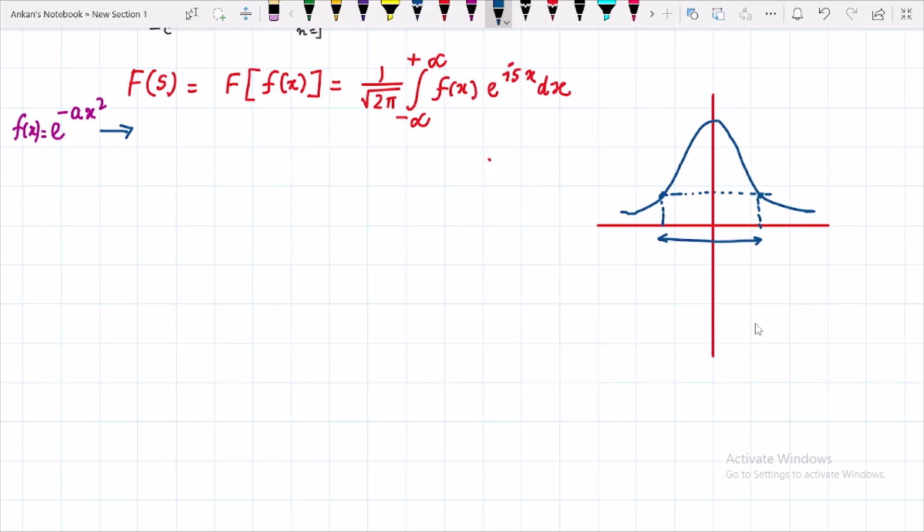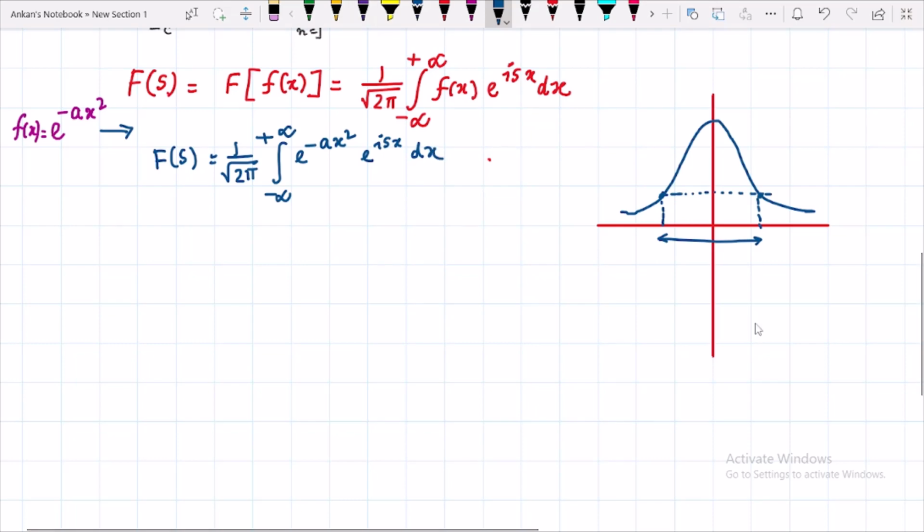So put it in our definition. f of s will be nothing but 1 by root 2 pi, integration from minus infinity to plus infinity, e to the power minus ax square, e to the power isx dx. How can you get the result? Some tricks you have to apply here. At first you have to transform the minus ax square. What is the result? e to the power minus ax square plus isx.